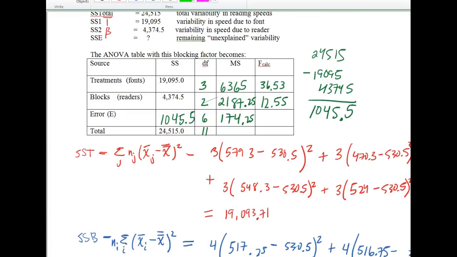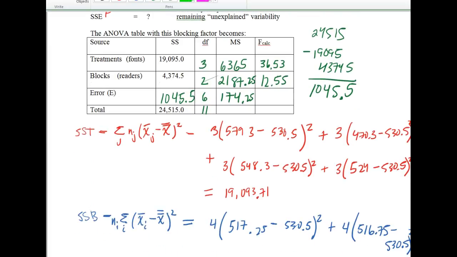So now that we have the table all filled out, we have FCalc values for the treatment and the blocks. And now we need to determine, are these FCalcs beyond critical values, right? So these are our calc values. Now we need to know, are they beyond critical values? We haven't gotten our critical values yet.